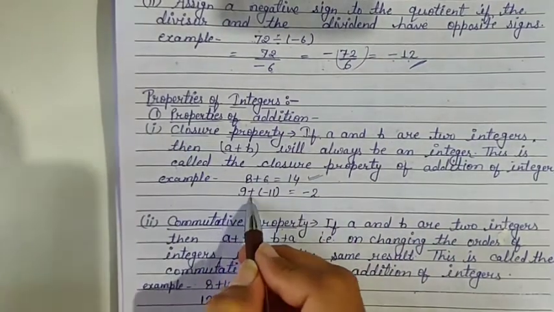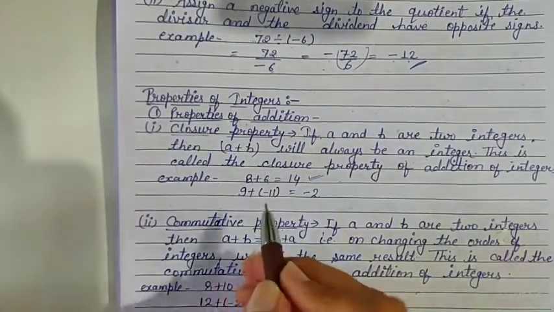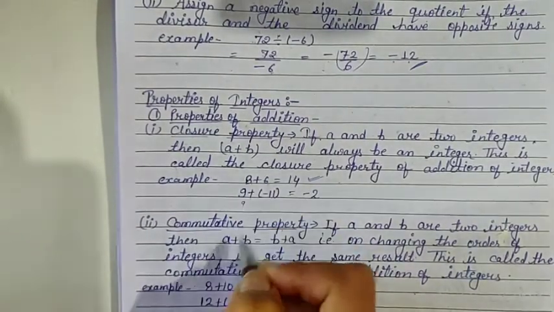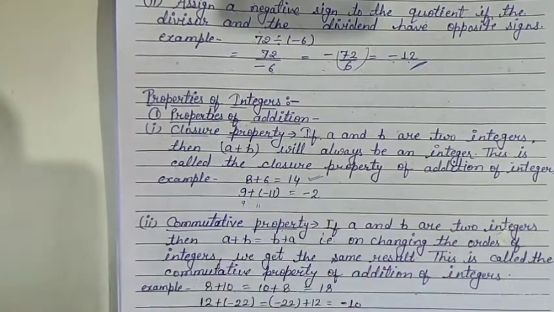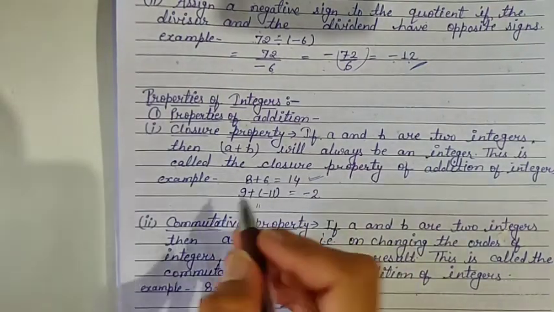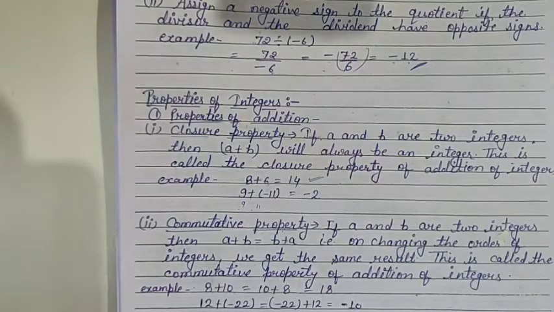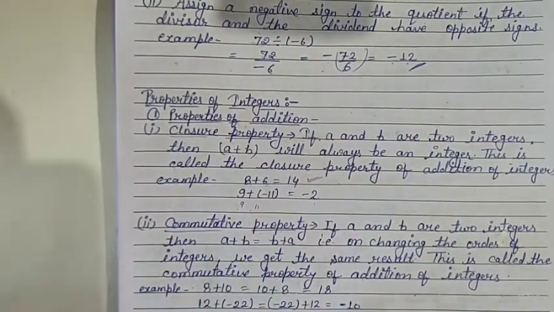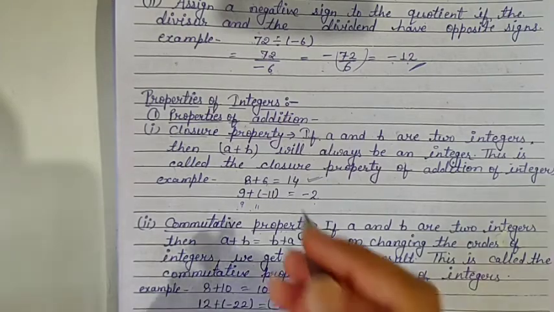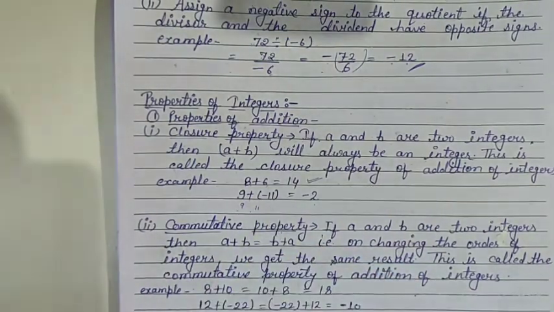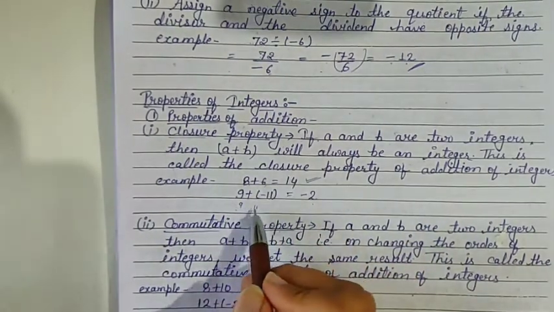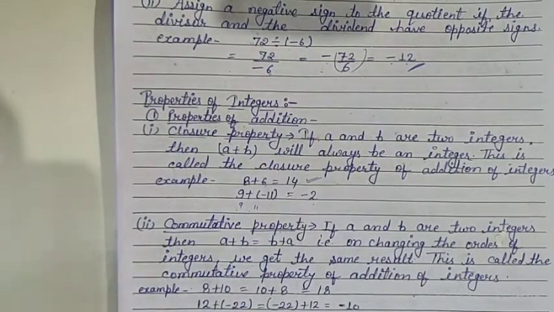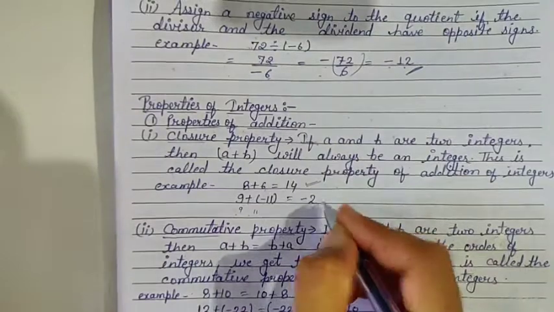And 9 plus minus 11. So firstly, how can we add? What is the absolute value of 9? That is 9. And what is the absolute value of minus 11? That is 11. So firstly, we will find the difference of their absolute values. The difference of 9 and 11 is 2. And which absolute value is greater? 11. So the sign of 11 is negative, so the answer will be negative, and minus 2 is also an integer.